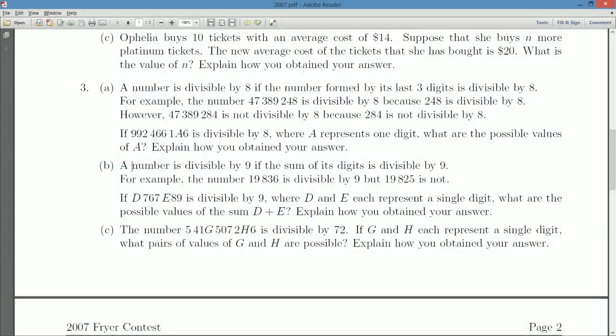Okay, B. Looks like we got another divisibility rule here. A number is divisible by 9 if the sum of its digits is divisible by 9. For example, the number 19,836 is divisible by 9. 1 plus 9 plus 8, that's 18, plus 3 plus 6, that's 27. 27 is divisible by 9, so we're set.